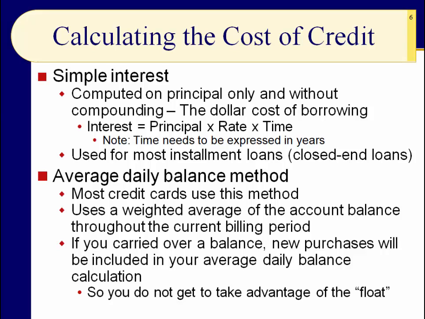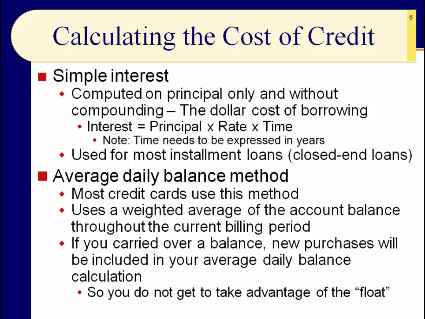So this is the dollar cost of borrowing. Interest equals principal times rate times time, and time is expressed in years because the rate is always expressed in years. And these are used for most installment loans. They're used by credit unions and for car loans, furniture loans, etc.